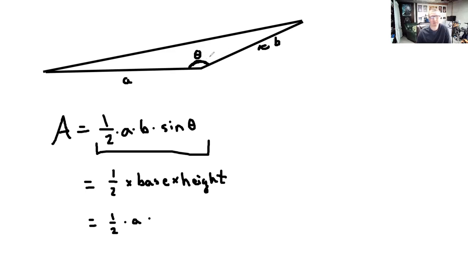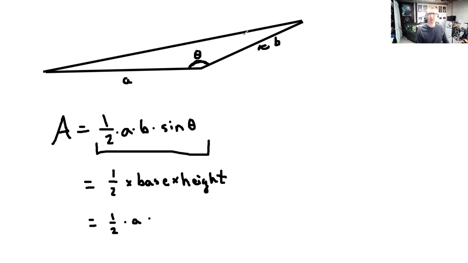So think about this in terms of additional triangles. You could draw other triangles on here that are right triangles. You could do this, and then you'd have this right angle here. B is the hypotenuse of this triangle. Sine of what angle is now the question. You'd have to consider where theta comes into this. But B times the sine of theta is going to give you this height.